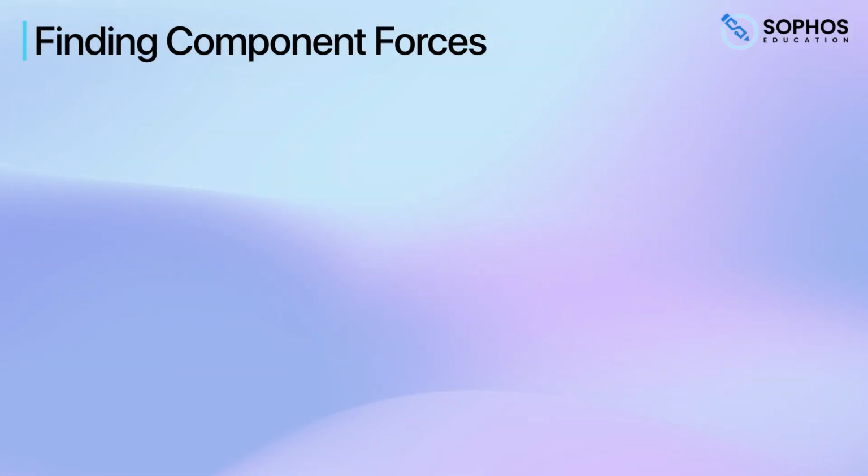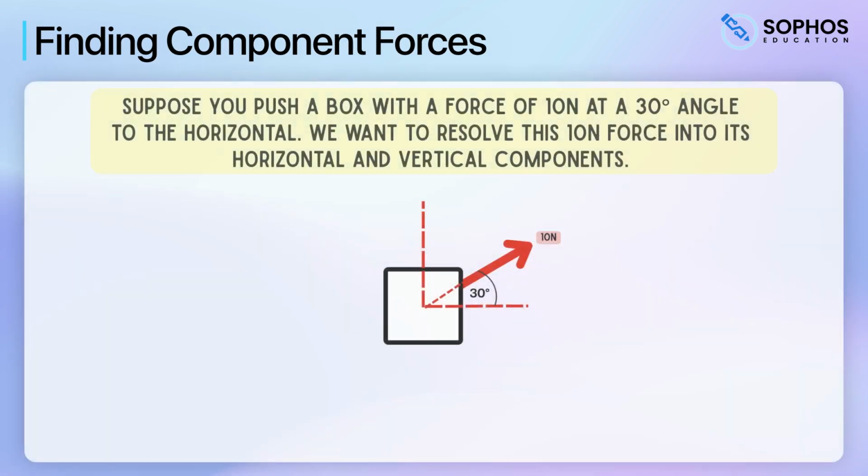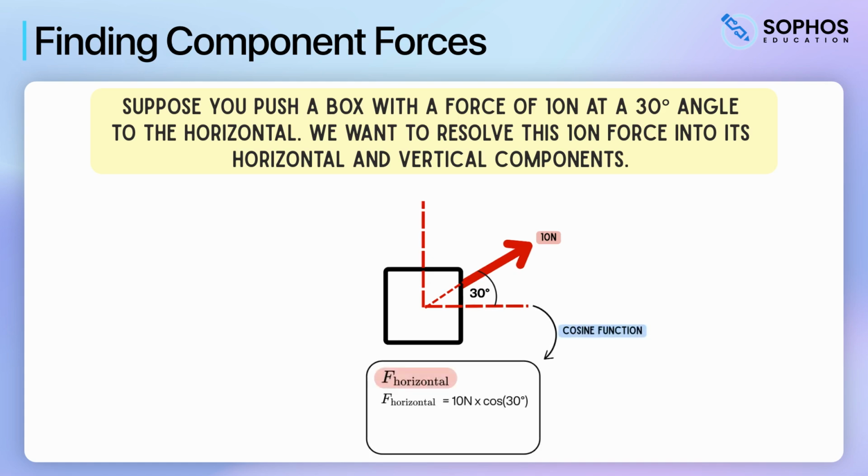Let's take a specific example to see how this works. Suppose you push a box with a force of 10 newtons at a 30-degree angle to the horizontal. We want to resolve this 10 Newton force into its horizontal and vertical components. Let's start with the horizontal component. Using trigonometry, the horizontal component can be found using the cosine function. We calculate it as horizontal force equals 10 newtons multiplied by cos of 30 degrees. The cosine of 30 degrees is approximately 0.866. So the horizontal force is 10 newtons multiplied by 0.866, which is 8.66 newtons.